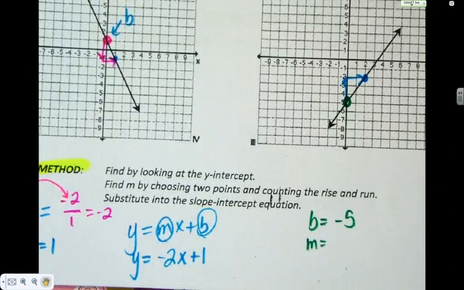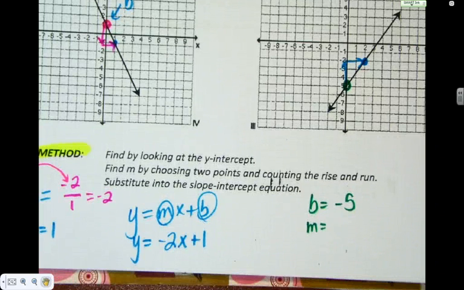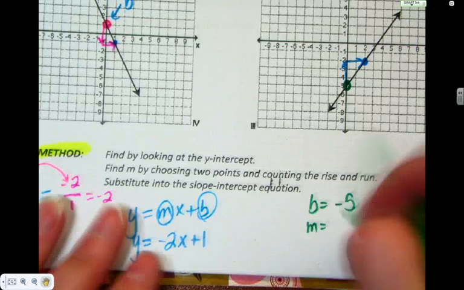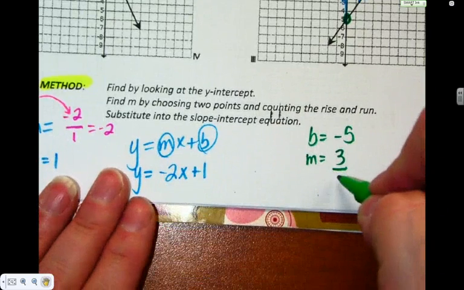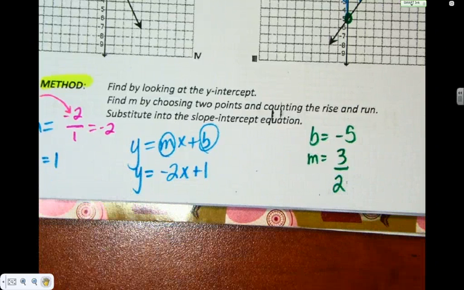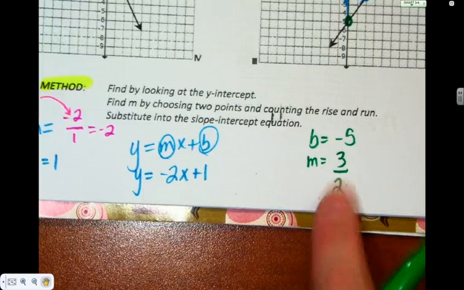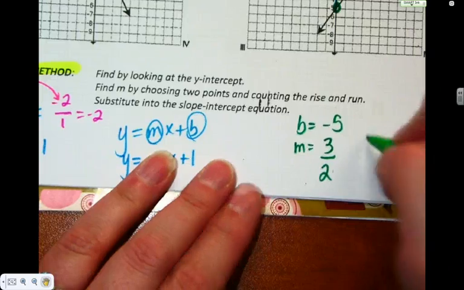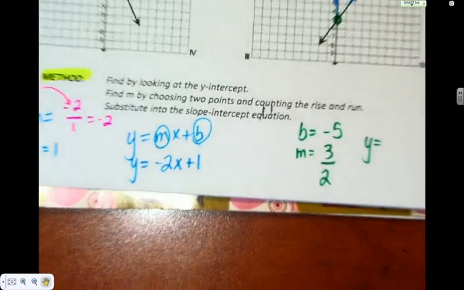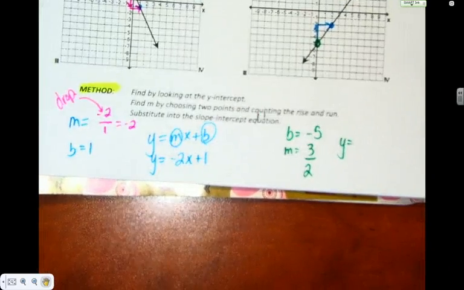What's the rise? 3 or -3? No, 3 is going up. Why +3? It's going up. And then it's because it's to the right, it's going to be 2. Confirm, up 3 units over 2. Can we reduce this fraction? Nope, so we just leave it. And we'll get a lot of fractions when we're calculating m, so don't let the fractions scare you. It doesn't mean you've done something wrong.